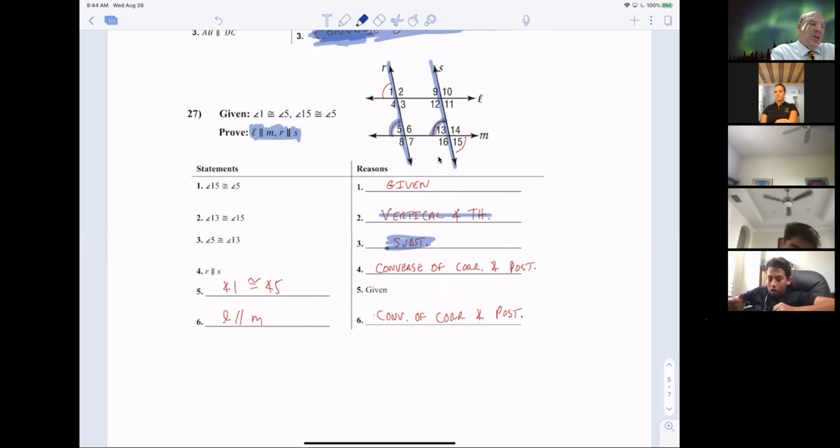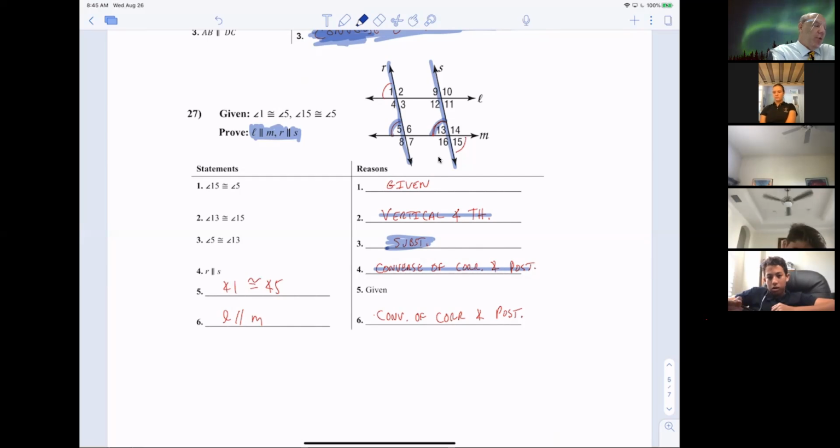Now, again, is it necessary to say converse of the corresponding angle postulate? No, you can just say, what can I say? 5 and 13. Corresponding angles are congruent, therefore the lines are parallel. I'm totally happy with that. All right. Olivia, I'm sorry. Go. Good, good. Thank you.